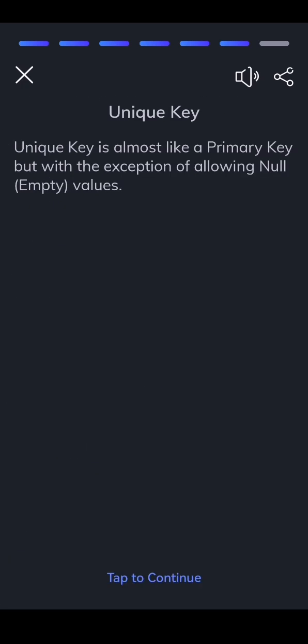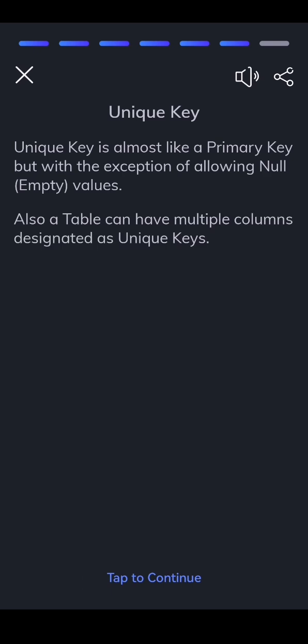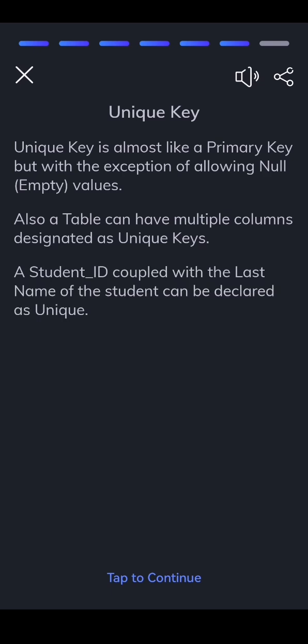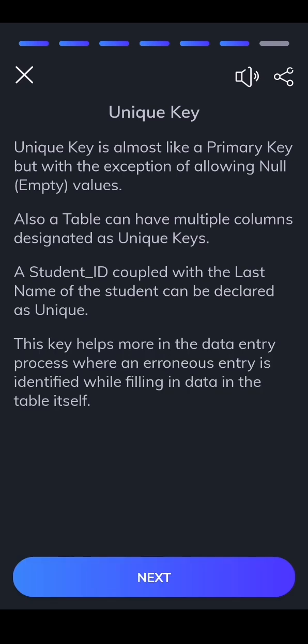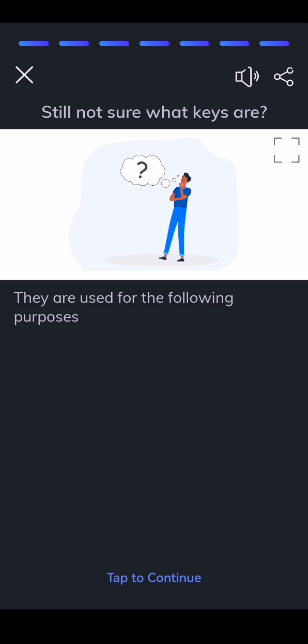Unique key is almost like a primary key, but with the exception of allowing null, empty, values. Also, a table can have multiple columns designated as unique keys. A student_ID coupled with the last name of the student can be declared as unique. This key helps more in the data entry process where an erroneous entry is identified while filling in data in the table itself.